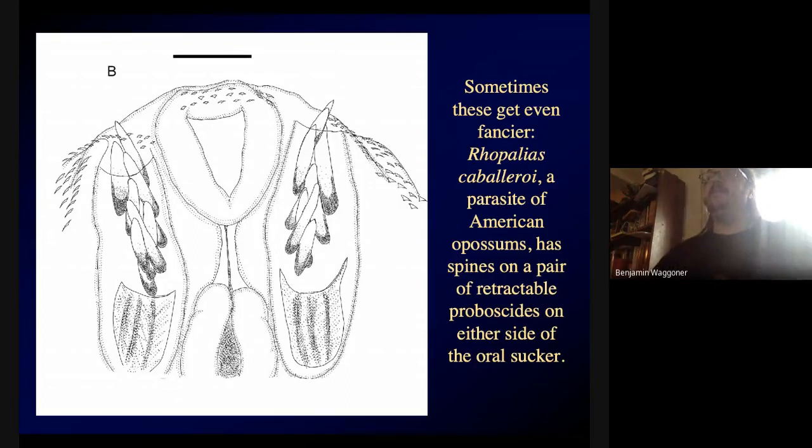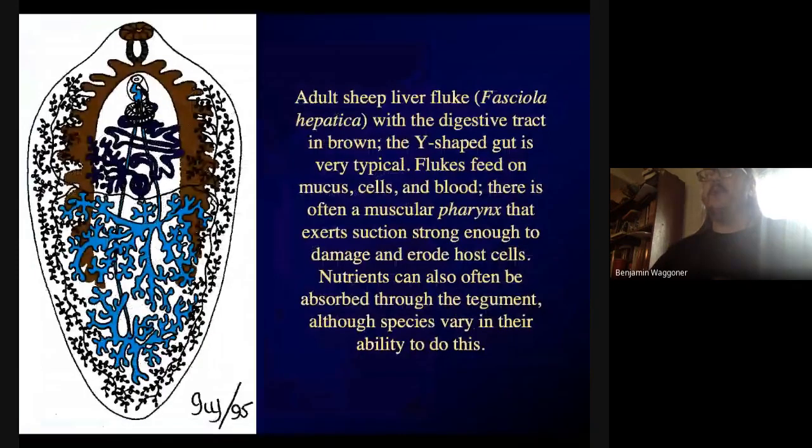Okay, there's a diagram of the adult anatomy. The gut's in brown, and you can see that Y-shaped gut. There's little side branches off the gut, but it's still pretty clear that it looks like a Y or maybe a tuning fork. Flukes just feed on mucus. They'll grub up tissues. There's often a muscular pharynx just inside the mouth that acts like a suction bulb and can create strong enough suction that it can erode host cells. If it breaks open capillaries, the flukes might feed on blood.